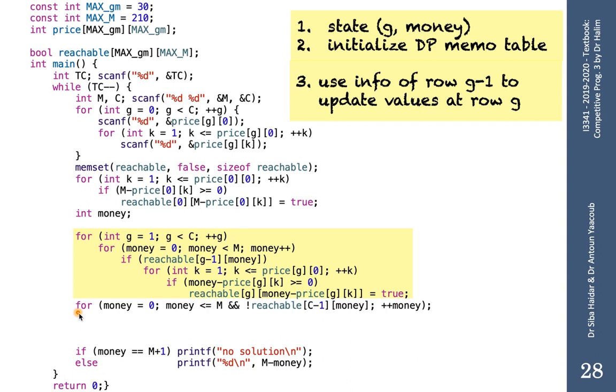And at the end, what is the optimal solution? The optimal solution, I go from left to right, and for money equals 0, because I want the least remaining money, up to M. And while it is not reachable, I increment. So I exit this loop the sooner I found a reachable value, and in this case, I print it. And if I reach the end of my array with no reachable values, this means that there is no solution. Let us see the demo.